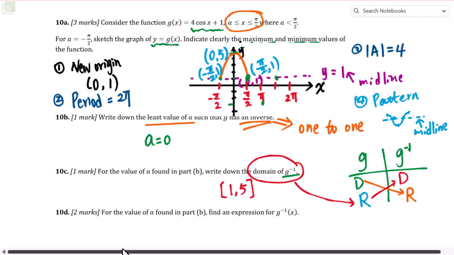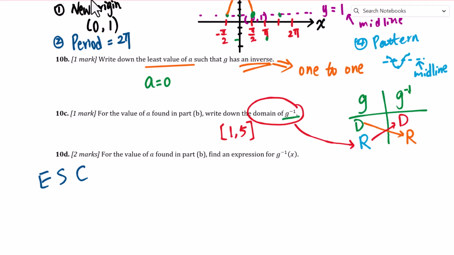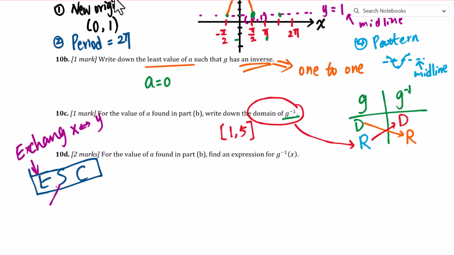10d, for the value of a found in part b, find an expression for inverse g of x. There's the rule for finding inverse of g of x. We will use this ESC button. E stands for exchange x and y. S means solve for y. C means change y into inverse symbol.